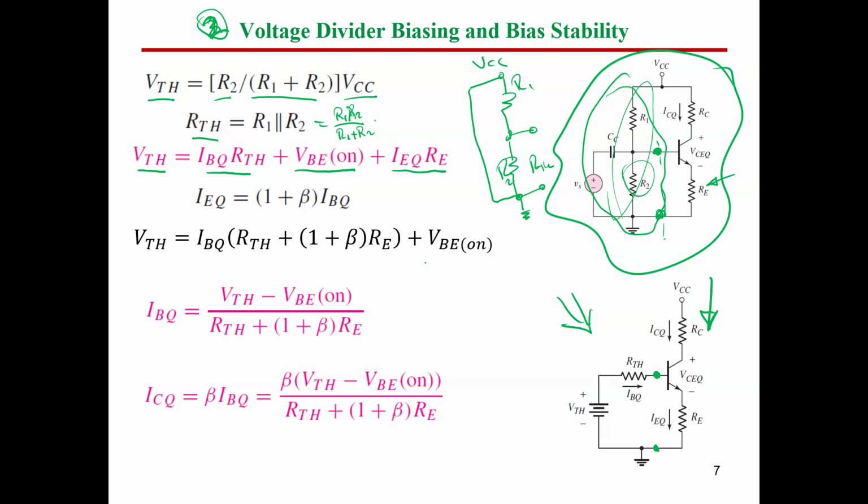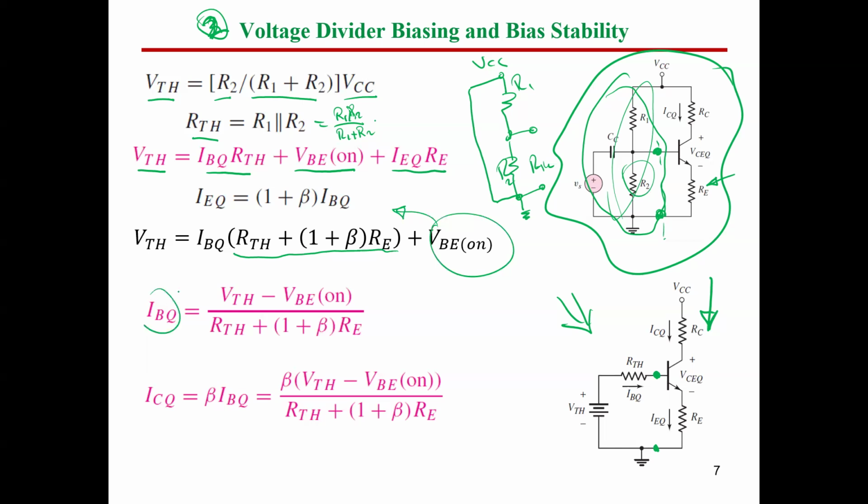So from this relation here, if you move this to the left-hand side in a negative sign, so V Thevenin minus VBE on, and then divide over this complete term, we can get the I base. So we can say I base equals V Thevenin minus VBE on, divided by R Thevenin plus 1 plus beta times R emitter.